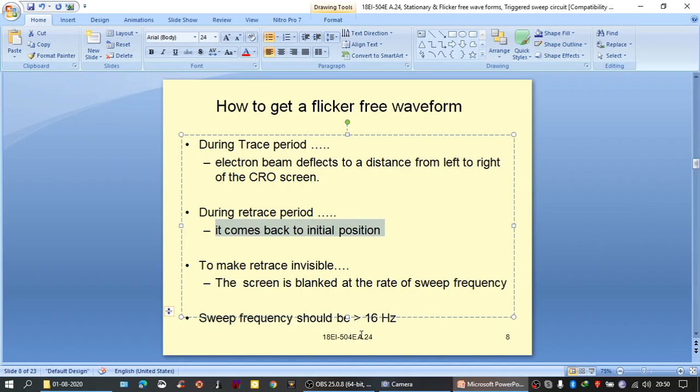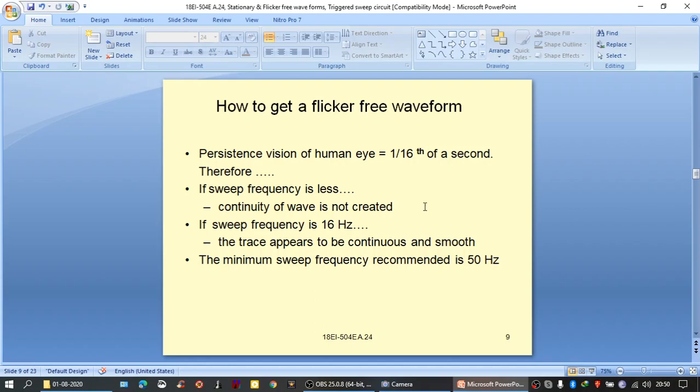So sweep frequency should be greater than 16 Hz. Why? First condition is the retrace signal should be blanked. Second condition is the frequency of the sweep signal should be greater than 16 Hz, because the persistence time of human vision is 1 by 16th of a second. That means even when an image disappears in front of your eyes, the eye will retain its image for 1/16th of a second.